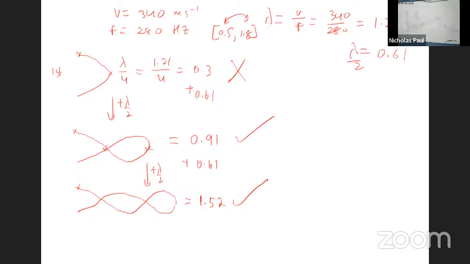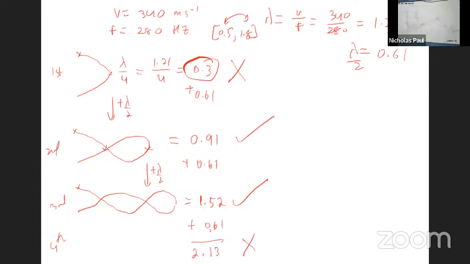The first one, we're not hearing it because it occurs at 0.3. When you add half a wavelength, it goes to 0.91, we'll hear that. So we're hearing the second and third. Let's see if we'll hear the fourth. So let's add 0.61 again. How much is that? 2.13 or something. So you will not hear that.